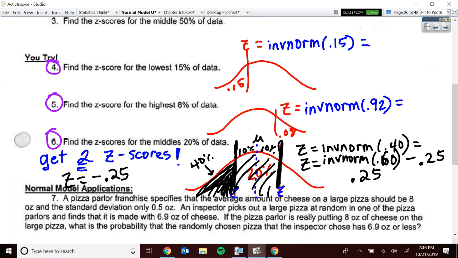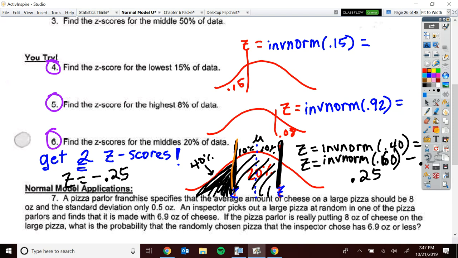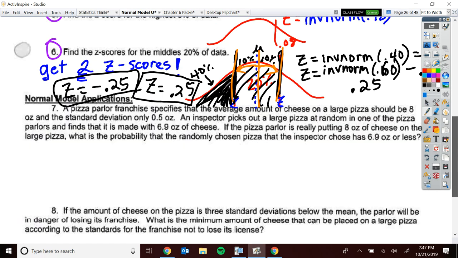Positive 0.25. So technically, if you are familiar with the symmetry of the normal model and you being 10% on either side of it, you wouldn't have to compute that second one. You could say, oh, I know this one is 10% below, and that's negative 0.25. So 10% above is going to be positive 0.25, okay? So I want you to understand those situations, and you understand the symmetry of it. Okay, good deal. Moving on.